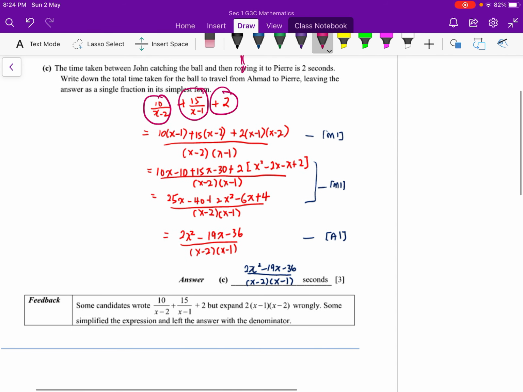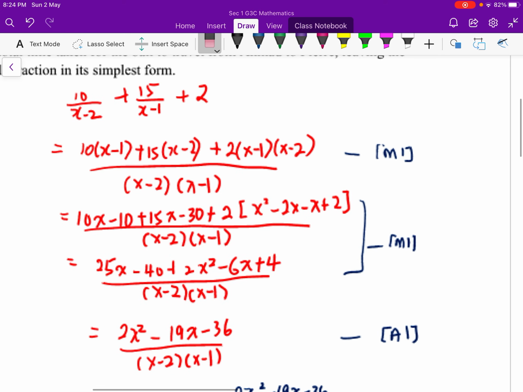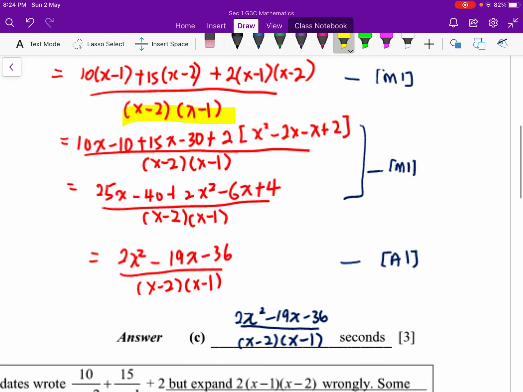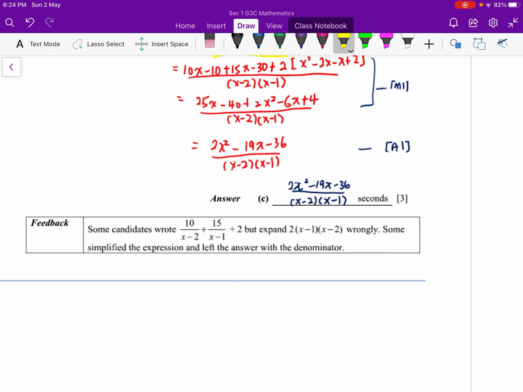So it's a test of whether you know how to add fractions with different denominators. In this case, x minus 2 and x minus 1, we need to convert all of them to the same denominator of x minus 2 times x minus 1. So be careful with your expansion and your simplification, and you will get the correct answer.